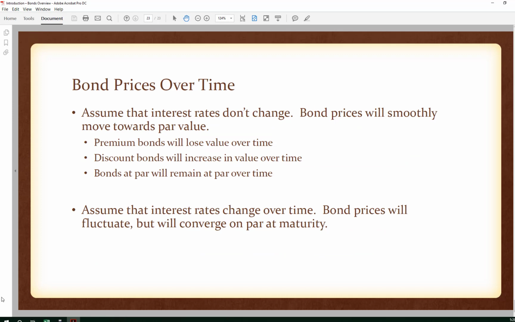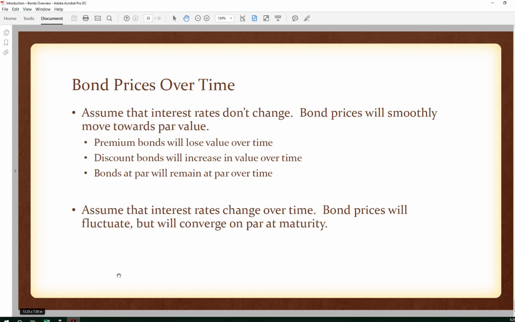So we've got two cases that we'll take a look at. First, if interest rates don't change, bond prices are going to move smoothly towards par as we get closer to maturity. So premium bonds will lose value over time, discount bonds will increase in value over time, and of course bonds that are priced at par will remain at par the entire duration of the bond. So let's look at that.